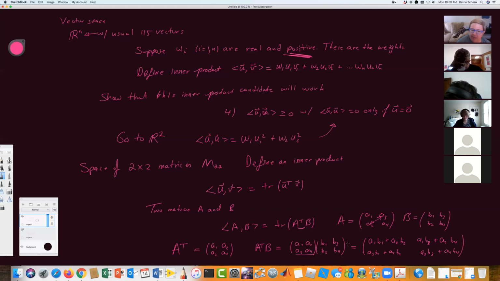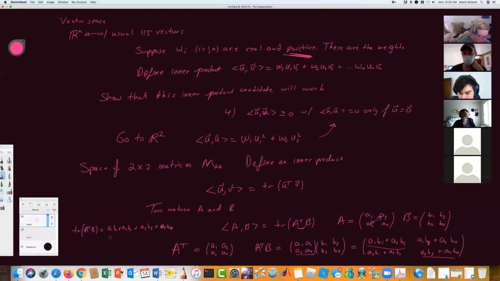Does anyone know what the trace is? Do you remember? What's the trace of a matrix? Sum of the diagonal. Sum of the diagonals. So these right here, this plus this. So the trace of A transpose B is A1 B1 plus A2 B2 plus A3 B3 plus A4 B4, right? Look familiar? It's kind of like taking all the components and multiplying them together, and adding them, kind of like our usual dot product we have in R2 or R3.